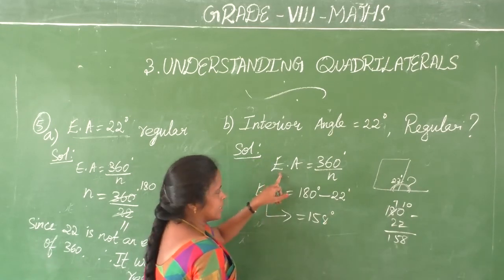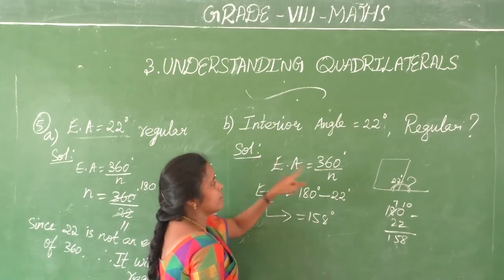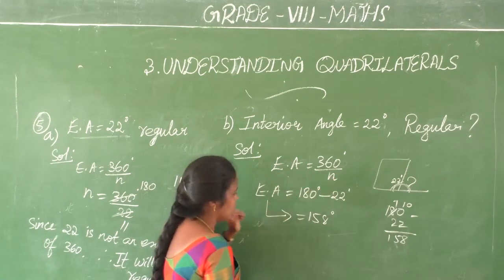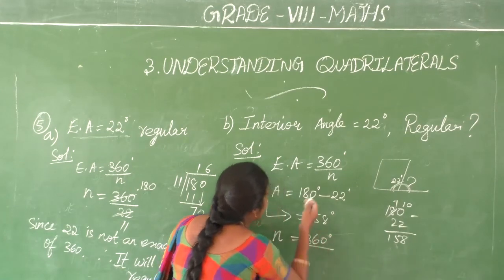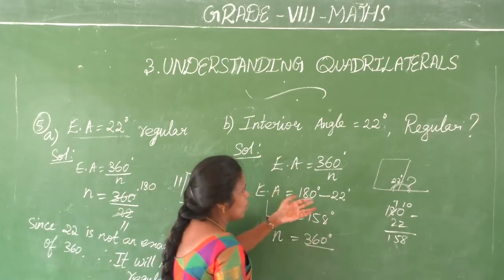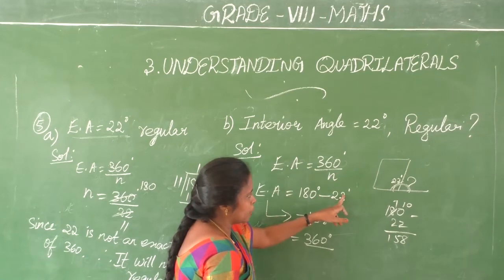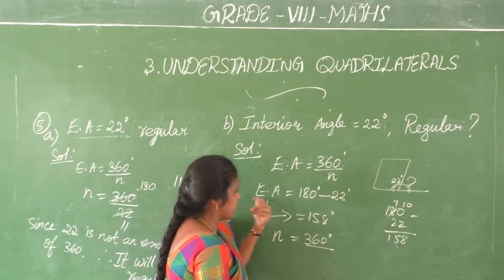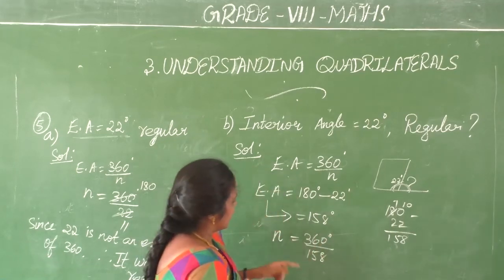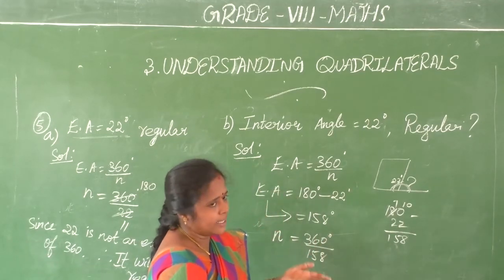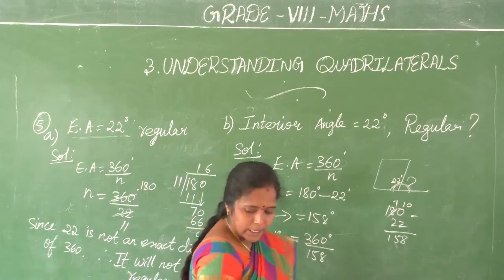We got the exterior angle. So with the help of the exterior angle, we can easily find the number of sides. You know? Okay. So n is equal to 360 degree by its exterior angle. Just now, interior angle 22 means its corresponding exterior angle is 158. Okay, apply here. Simplify. I think 158 also is not an exact divisor of 360. Check.